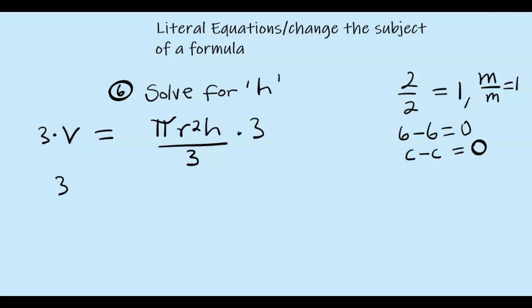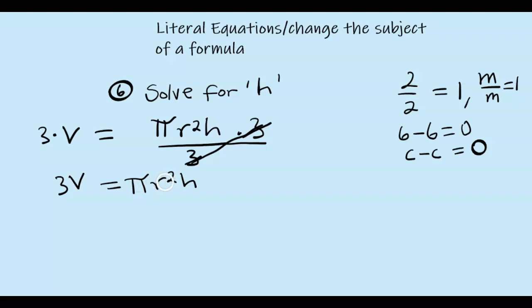We got 3v, but if I extend this line, this is 3 divided by 3 and that turns into 1. So they turn into 1, they are no more. So we got pi r squared h.